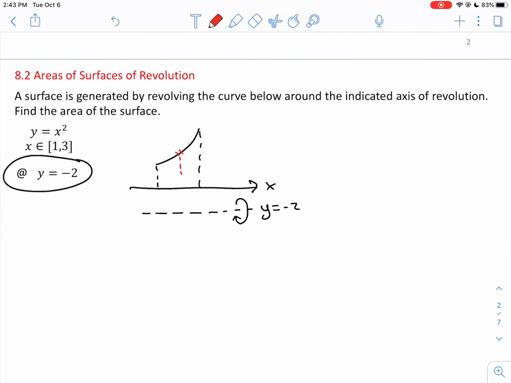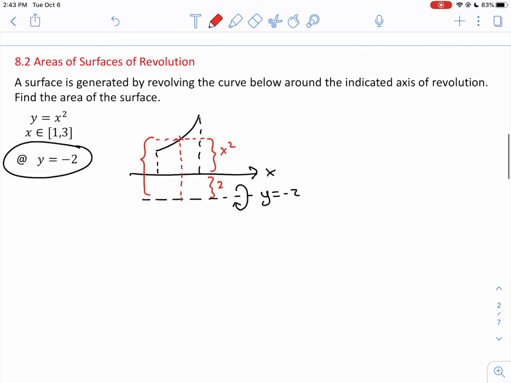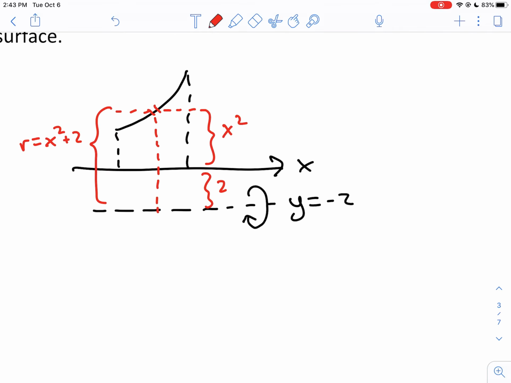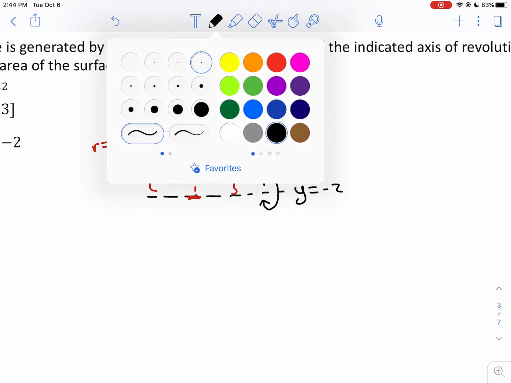The r is going to be from the function all the way down to that line down there. Well, this part of it is given by the y-coordinate of the function, which is x squared, and this length here is 2. So the r is going to be the sum of those two lengths. You can also think of it as doing the top curve minus the bottom curve. So you would do the function x squared minus negative 2. That winds up giving the same result. And everything else about this problem is going to be the same.